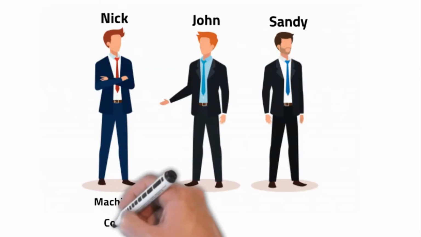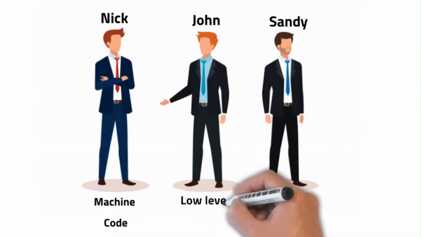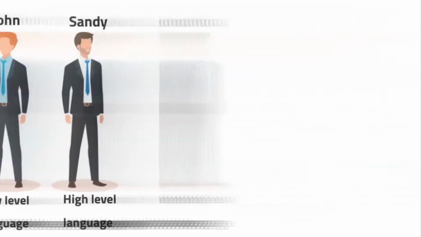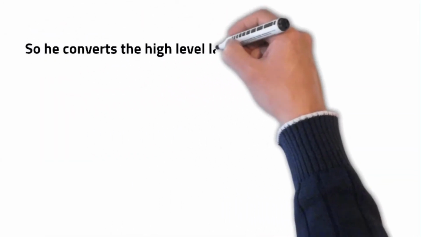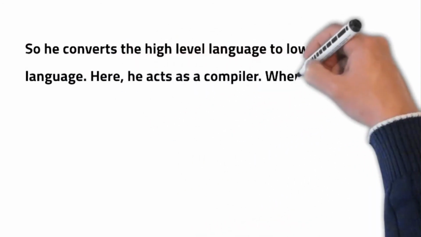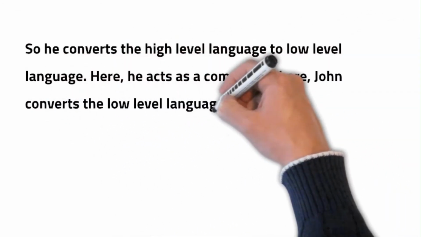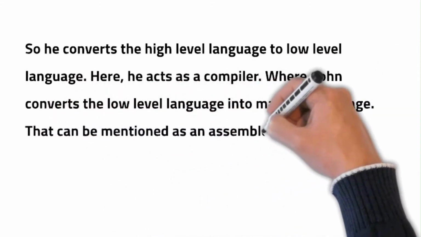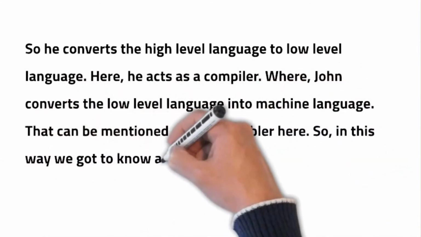So, here Nick is the machine code. John is the low-level language. Sandy is the high-level language. So she converts the high-level language to low-level language. Here, she acts as a compiler, whereas John converts the low-level language into machine language. That can be mentioned as an assembler here. So, in this way we got to know about an assembler and the compiler.